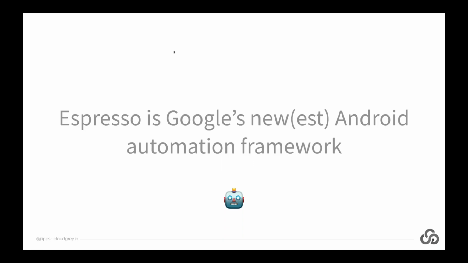Now, Espresso is the latest Android automation framework from Google. It's not very new anymore. It's been out for years now, but it is the recommended approach for automation of Android applications from Google. So if you're just an Android developer using Android Studio and reading the Google developer documentation, you'll see a lot about Espresso and using Espresso to automate your app for testing purposes.